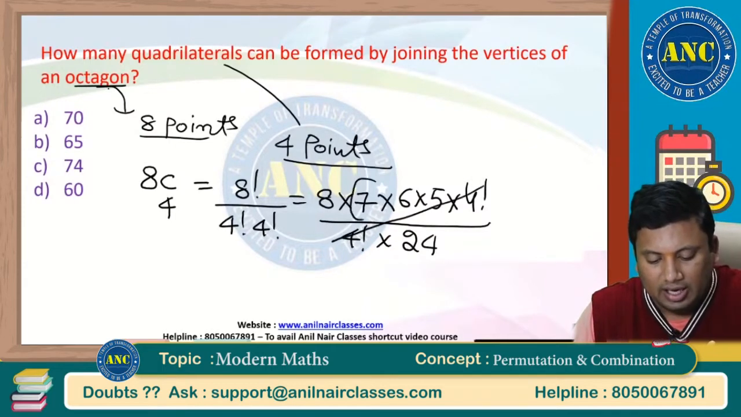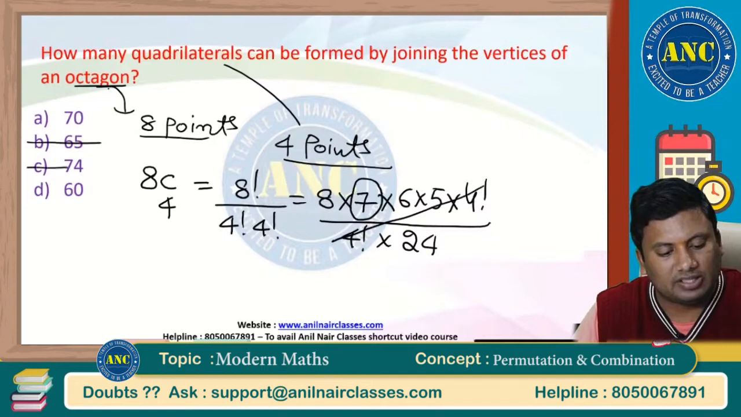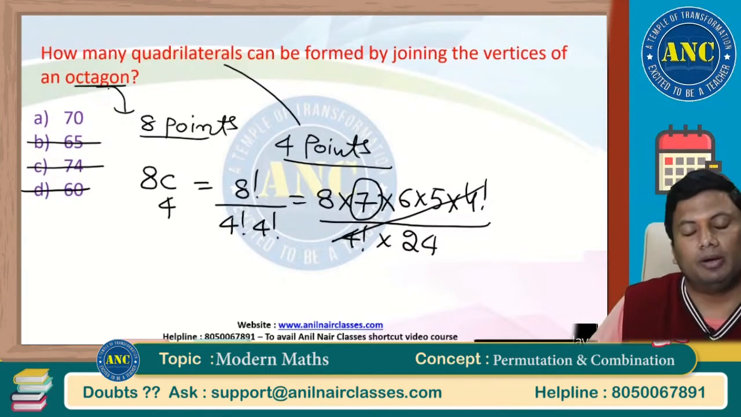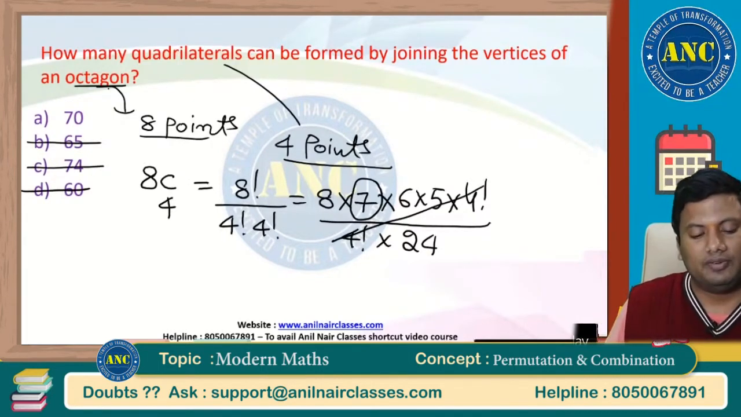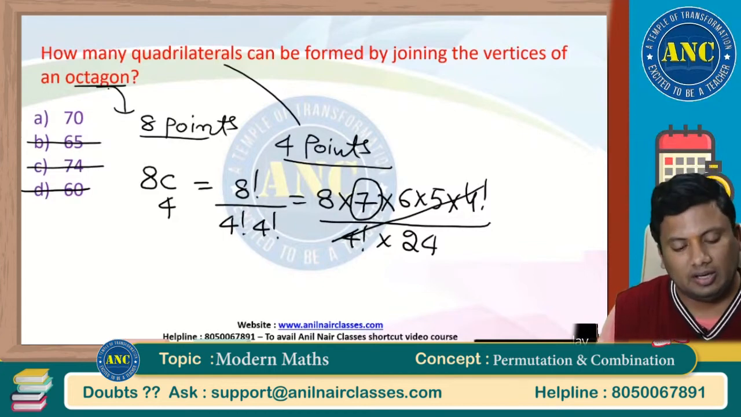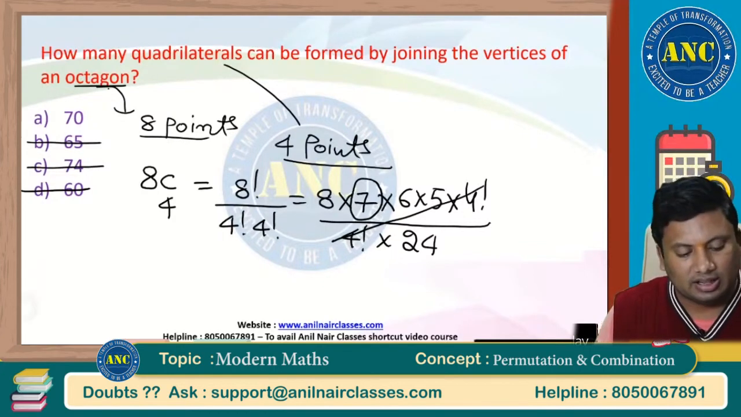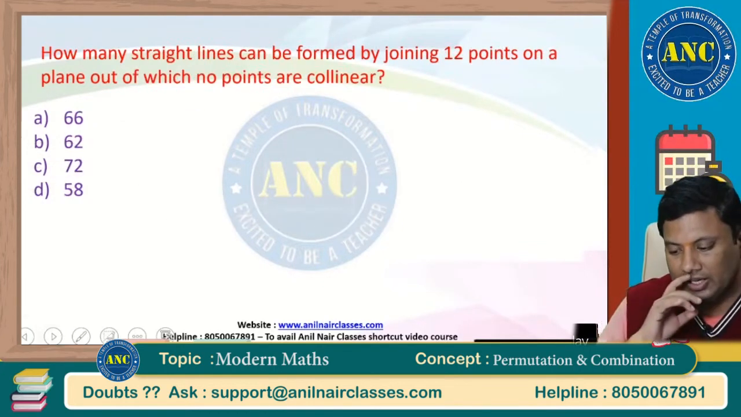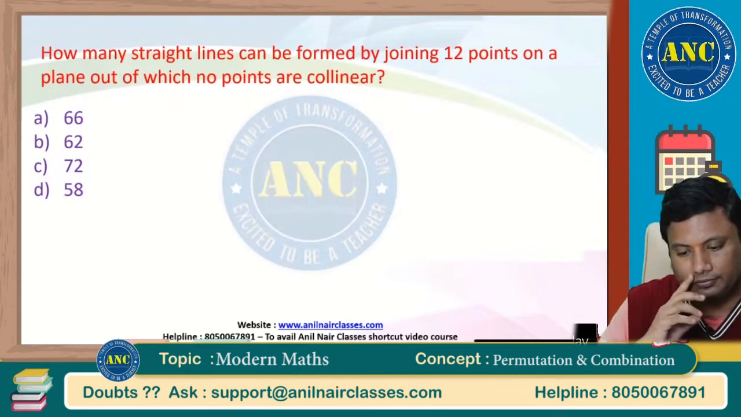These cancel. The answer should be divisible by 7. 65 not divisible by 7, 74 not divisible by 7, 60 not divisible by 7. The answer is nothing but 70.